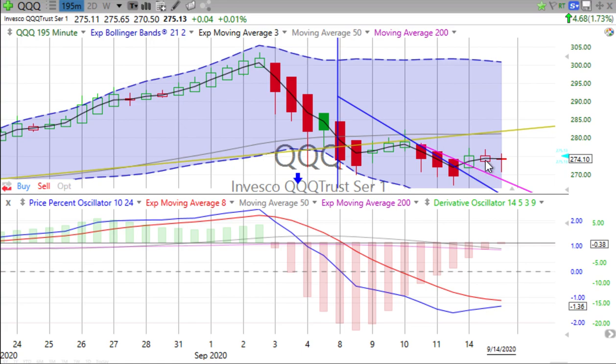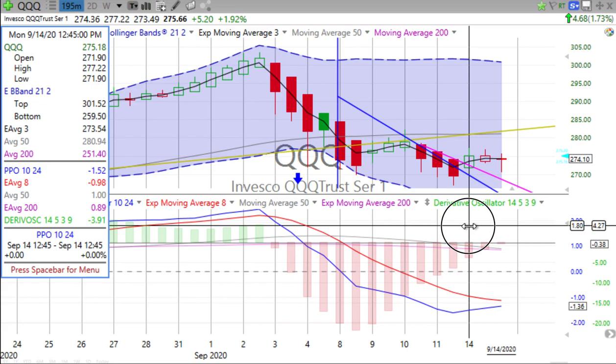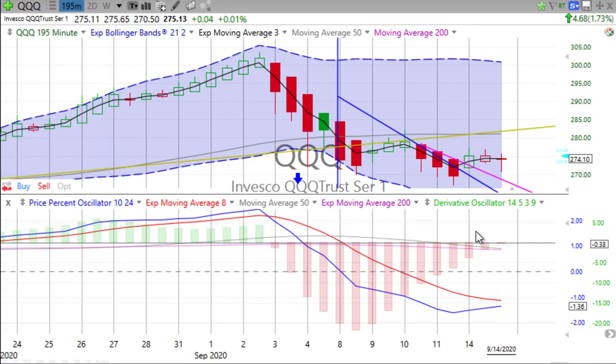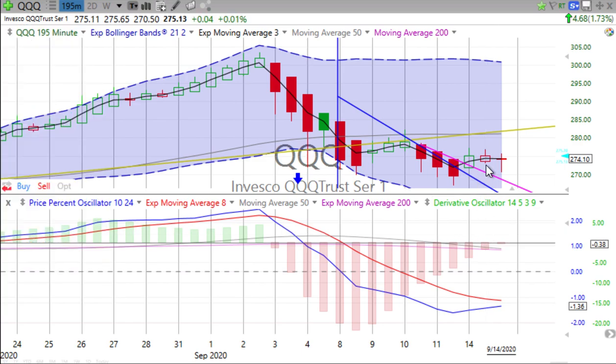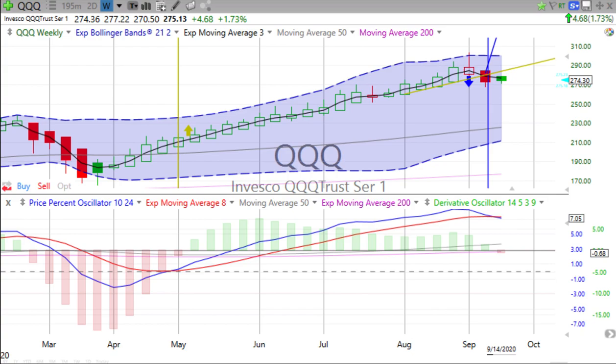Then we see things popping up. This is aftermarket trading. We see things popping up in the morning, and slowing down in that up movement in the afternoon. So that's where we are.